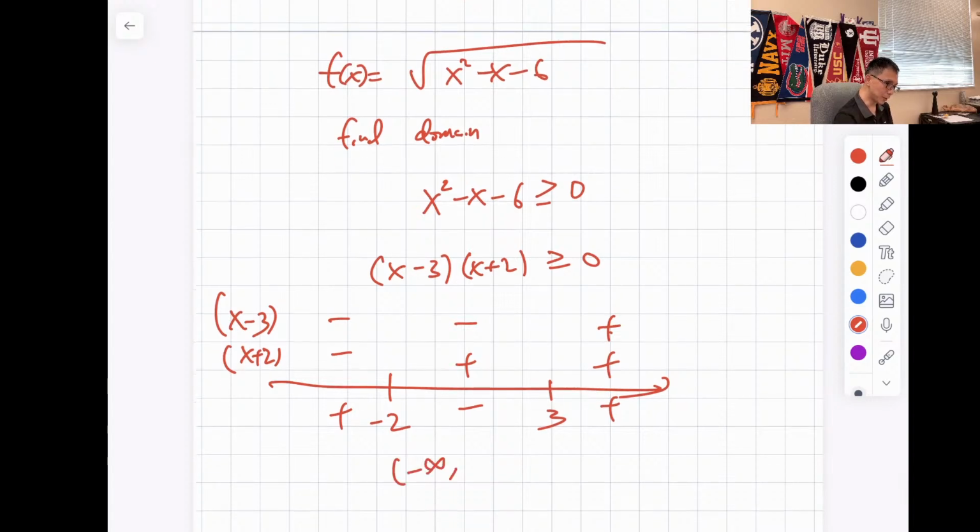Negative infinity to negative 2, bracket or parenthesis? Bracket. Bracket, because you can equal negative 2. Union from 3 to infinity. So you still need to do number line tests.